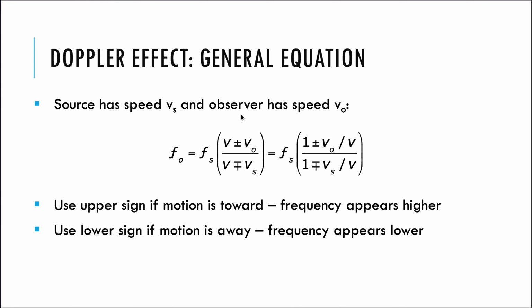But first, I wanted to show you the general equation, since it's possible that both the source and the observer are moving at the same time. And we can combine the two equations to get this general equation, which can be simplified to this form, whichever form that you prefer. If the source and the observer are moving towards each other, then you just use the upper sign on the numerator and denominator. If the motion is away, then you just use the lower sign. And that will give you a higher or lower frequency as you would expect.